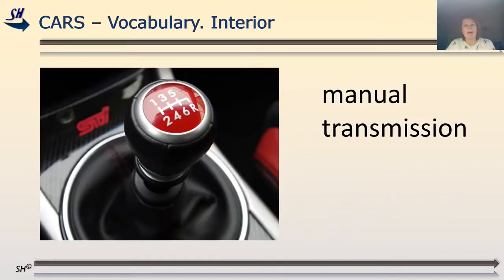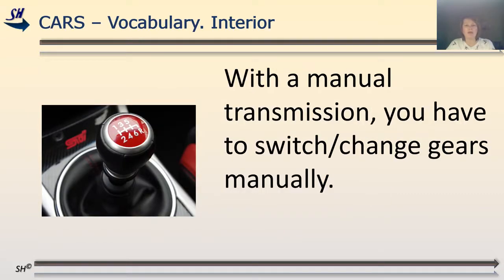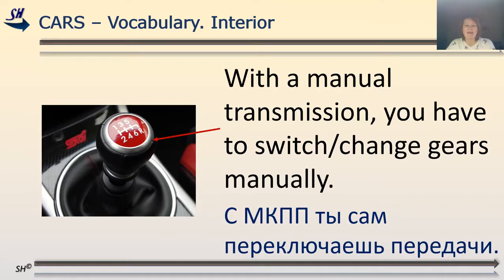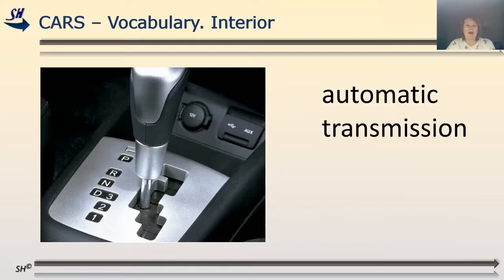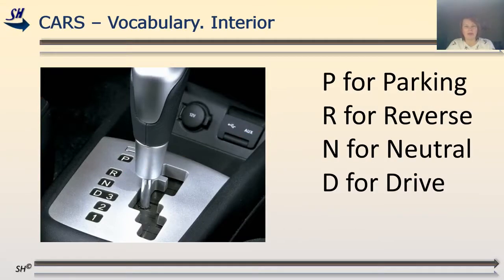There are manual transmission vehicles, cars with a manual transmission where you have to switch gears manually. For example, you can say with a manual transmission, you have to change gears manually. And there is an automatic transmission with different letters written on it, where P stands for parking, R stands for reverse, going backwards, N for neutral, and D for drive. You can say, I have a manual transmission or I have an automatic transmission.